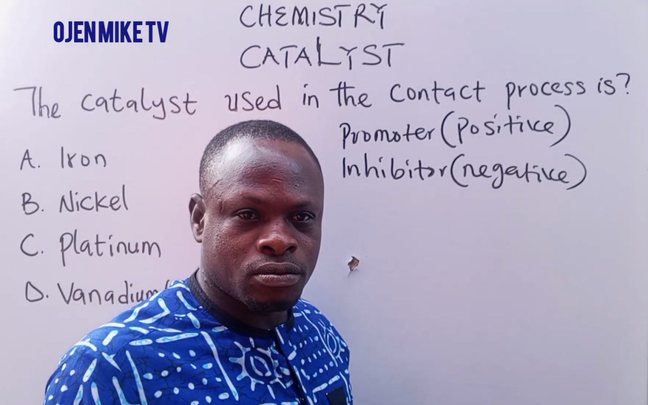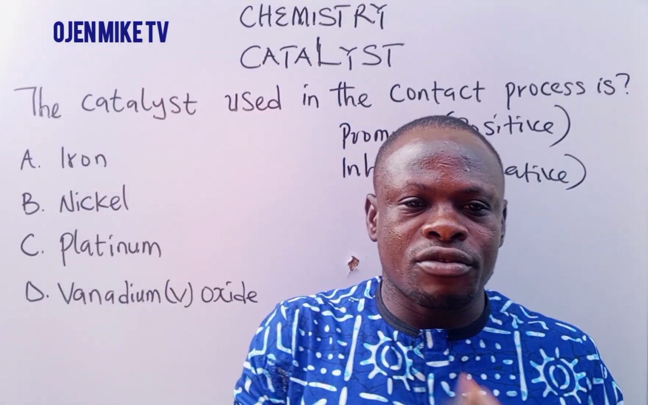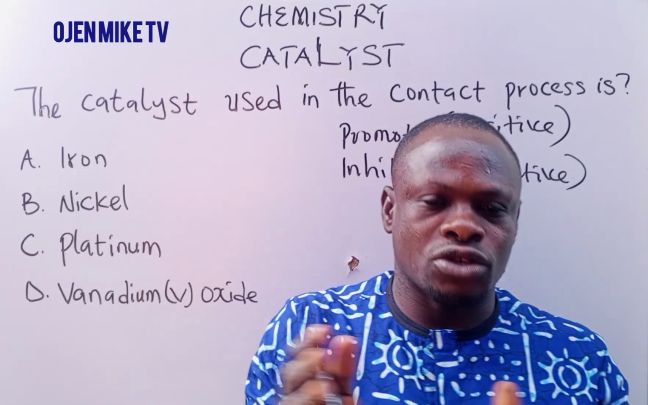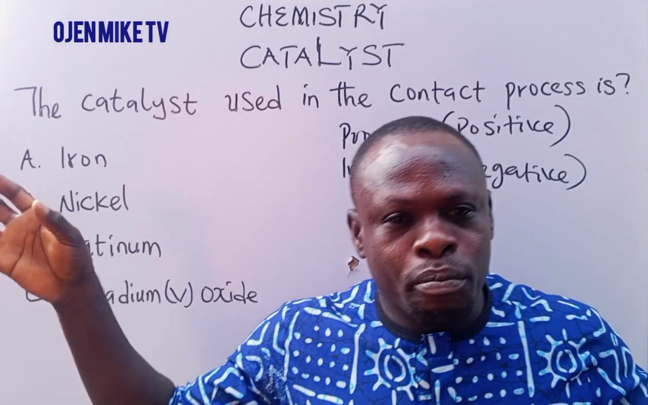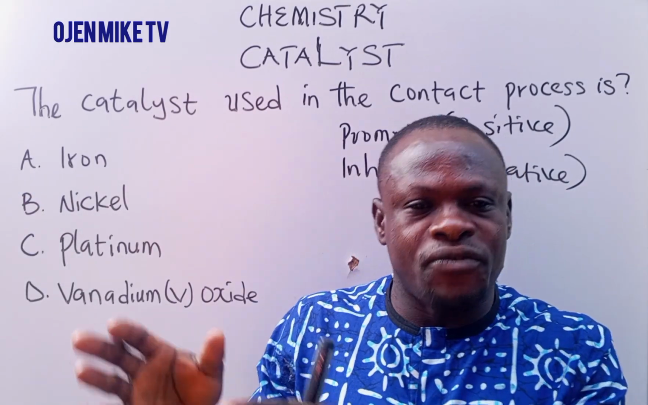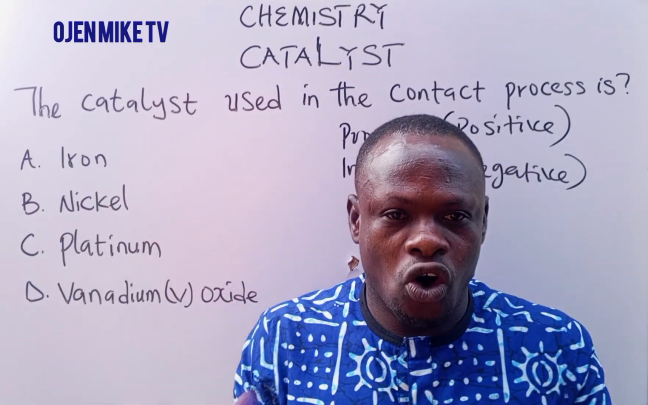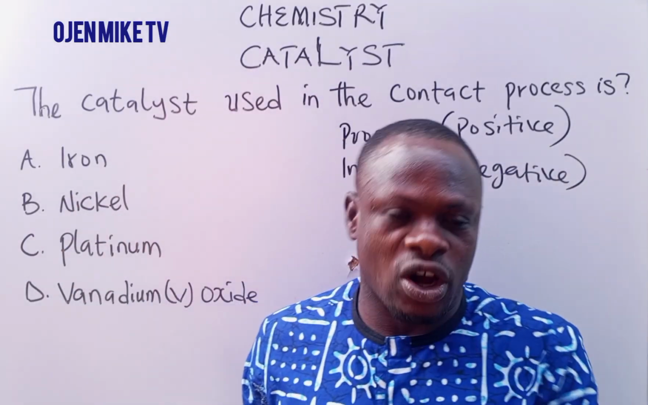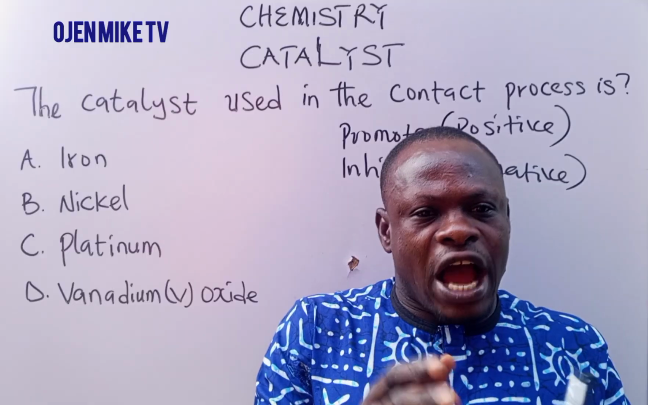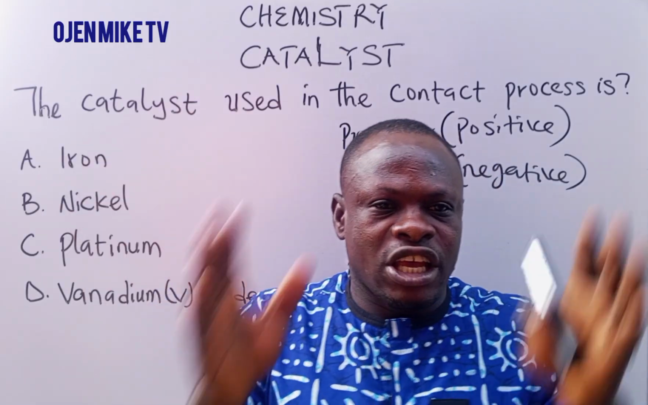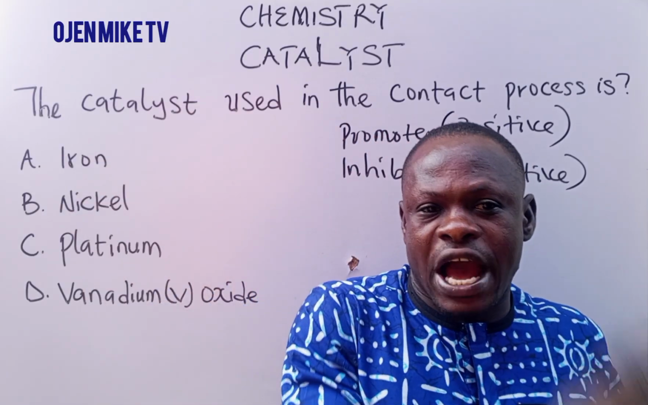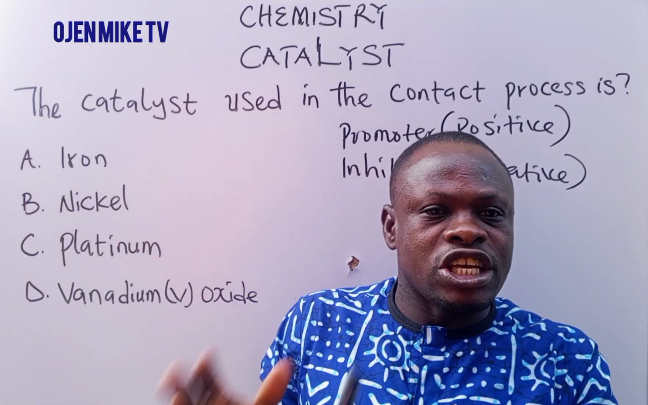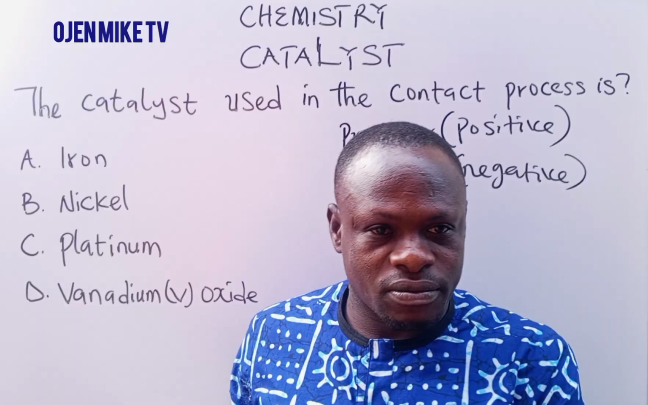Now, depending on the reaction phase, a catalyst can be homogeneous, it can be heterogeneous. Homogeneous is when both the reactant and the product are in the same phase, either liquid or gas. The reactant is gas, the product is gas. Or if the reaction is in different phases, a reactant can be gas, a product can be liquid. That type of catalyst is a heterogeneous catalyst.